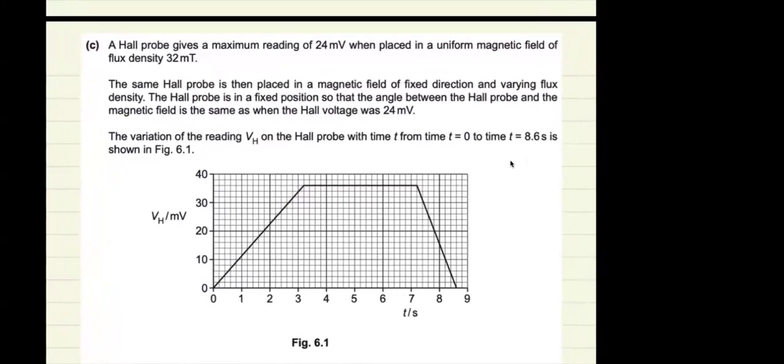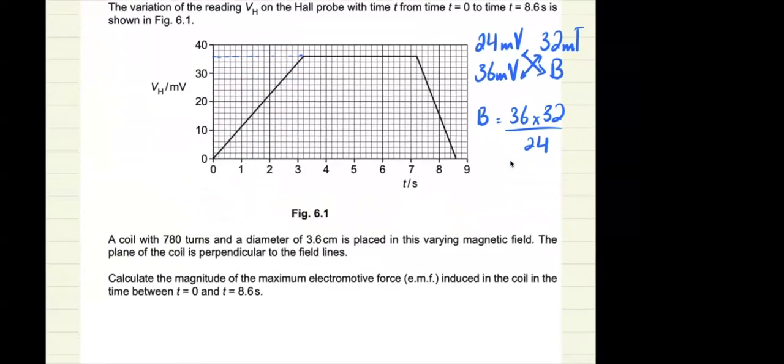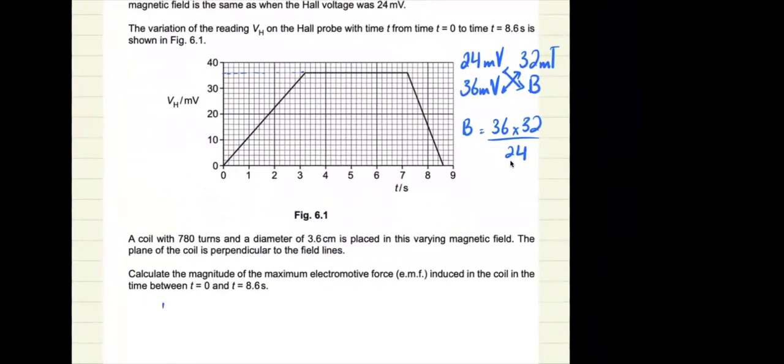If 24 millivolts, as was given in the question, corresponds to 32 millitesla, what does this new max reading correspond to? So this is 32, this is 34, this is 36. What is the B, the magnetic flux density associated with this? We just cross multiply. So B would be 36 times 32 over 24. I think this turns out to be 48 millitesla if I'm not wrong, because I remember doing this question so well. So B here is 48 millitesla.